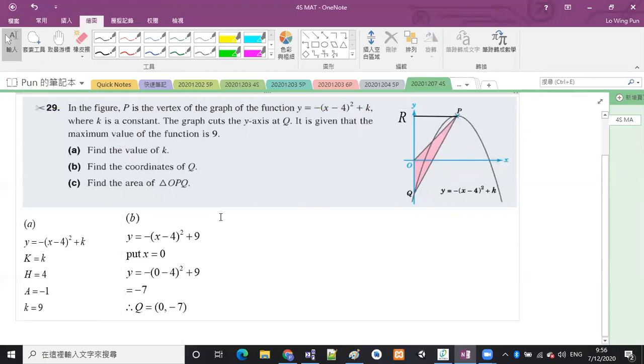Okay, and then OQ will be the base and PR will be the height. Okay, where PR will be perpendicular to the y-axis.